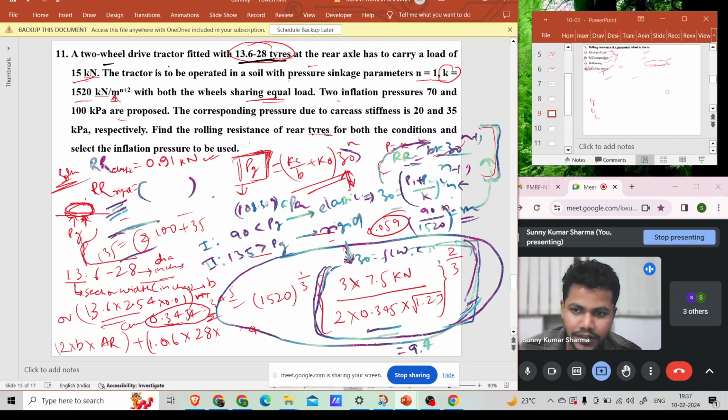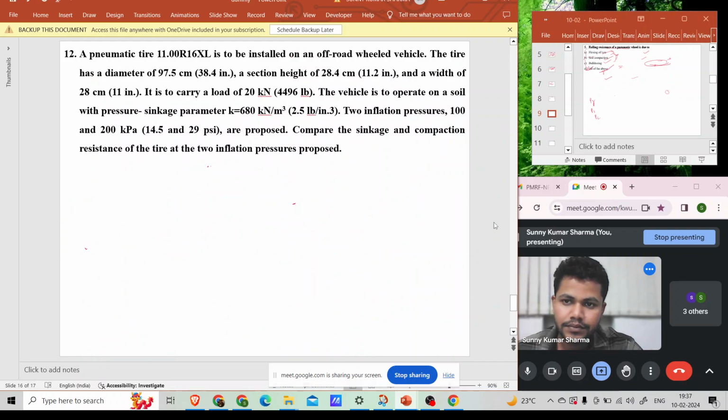Gaurav, have you understood the process, how to calculate in case of elastic mode and rigid mode? Okay, Gaurav, you tell me how to solve this question. This is the same.